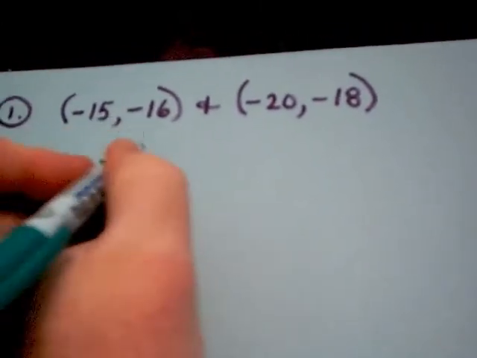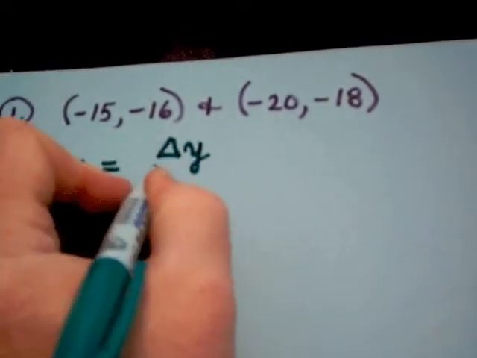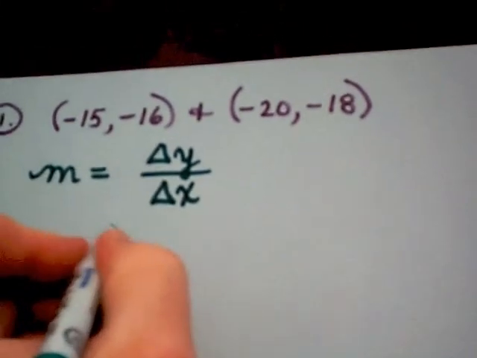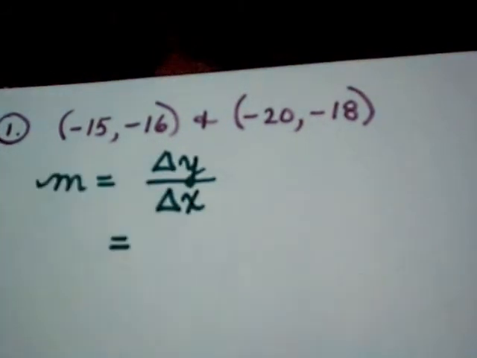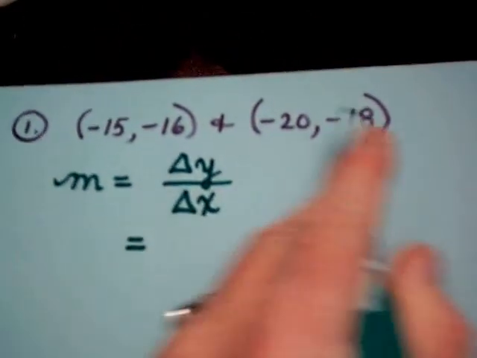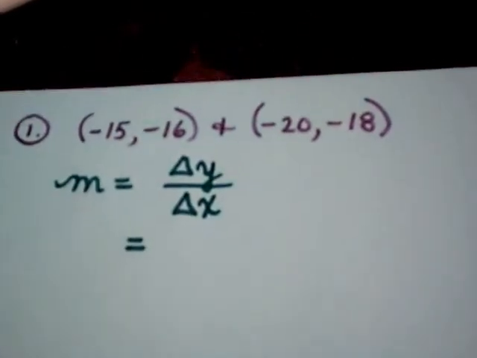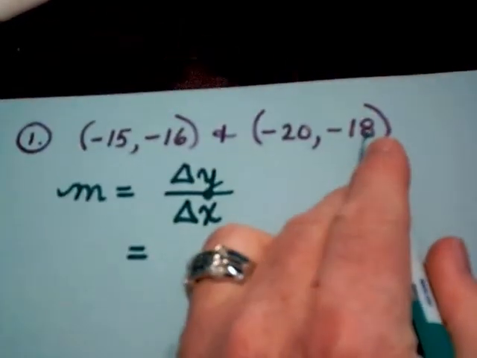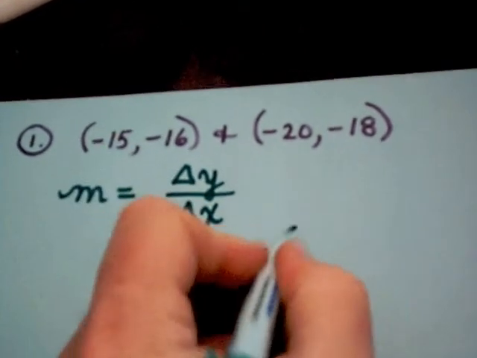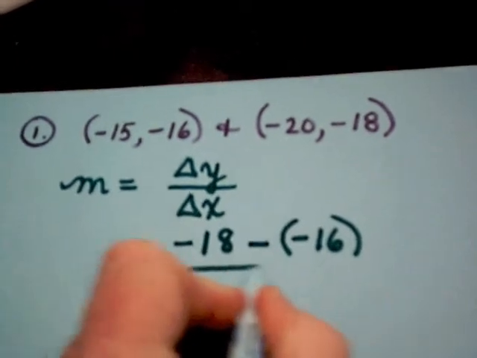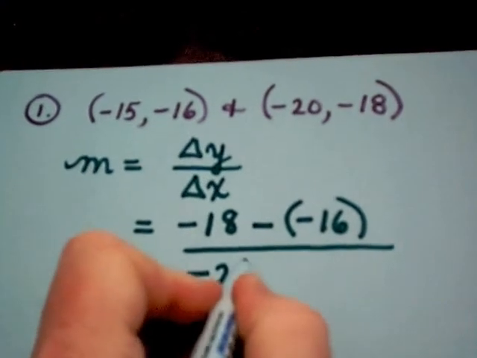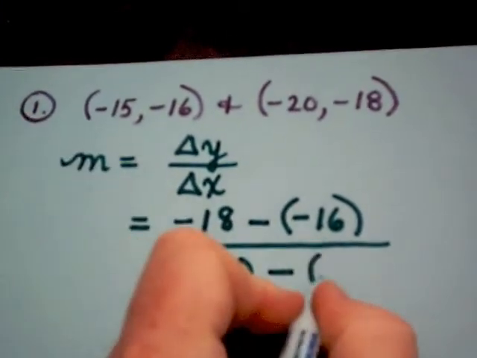Slope is equal to the change in y, which is what that triangle means, the delta, divided by the change in x. And remember that to find change in a y value, you're going to need 2 y values and you're going to subtract them. Doesn't matter which one you start with as long as you're consistent when you're working the x. So I'm going to start with negative 18 minus this y value, which is negative 16. In the denominator, we have the change in x, which is going to be negative 20 minus a negative 15.